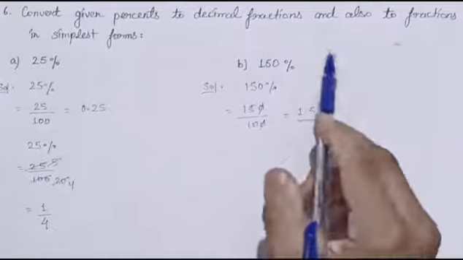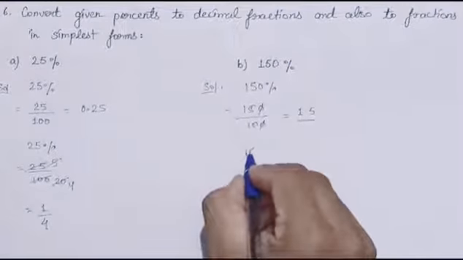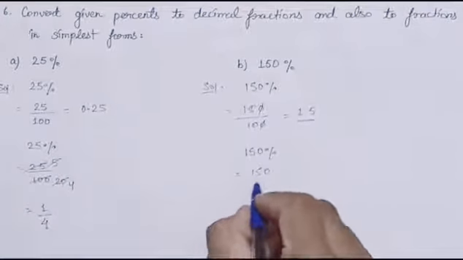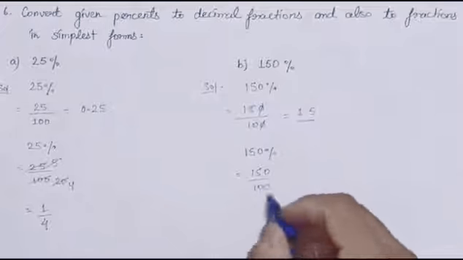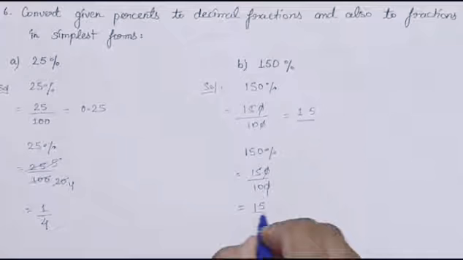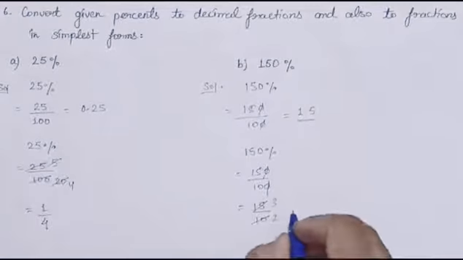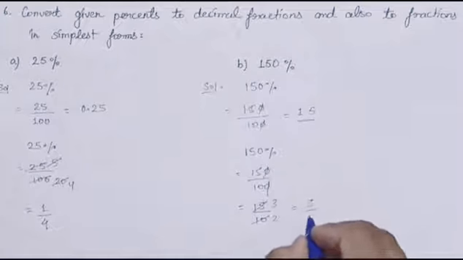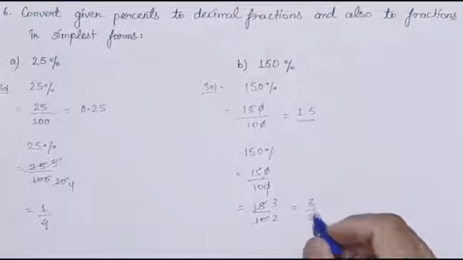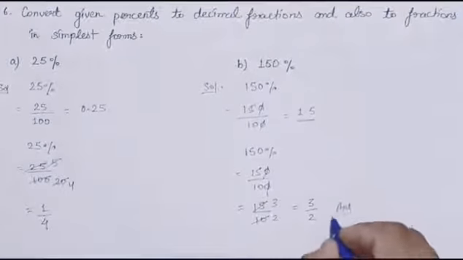Now let us find the fraction in simplest form for 150%. So again we can write 150% as 150 divided by 100. Now let us simplify it. So here we have 15 by 10, 5 3 times 15 and 5 2 times. So it is equal to 3 by 2. So this is the simplest form of fraction of the percentage 150. So this is our required answer.